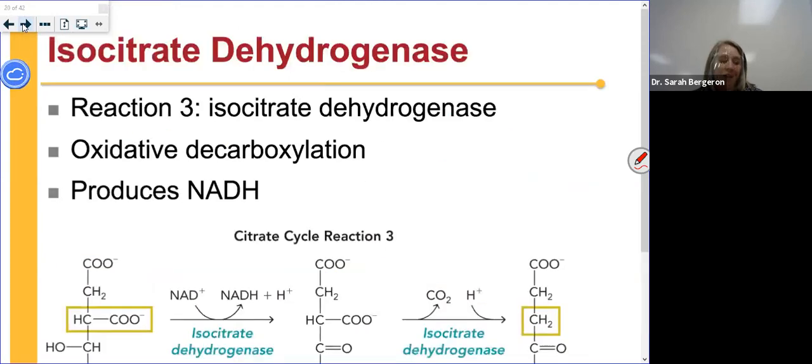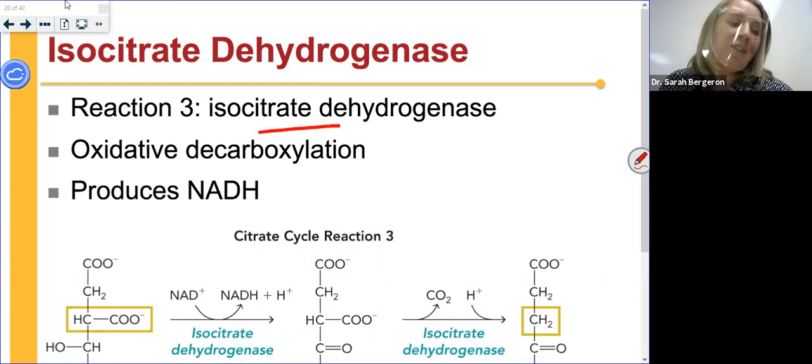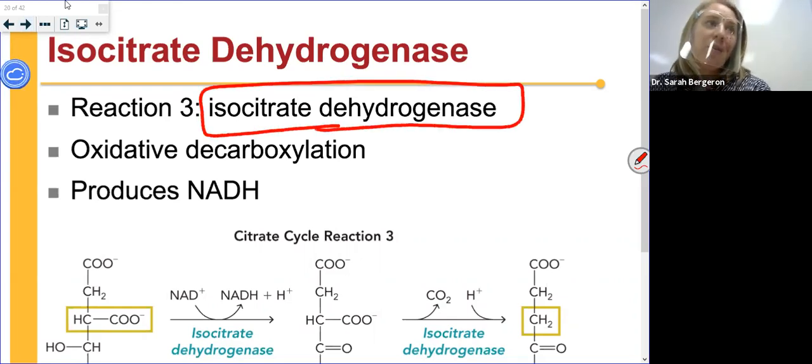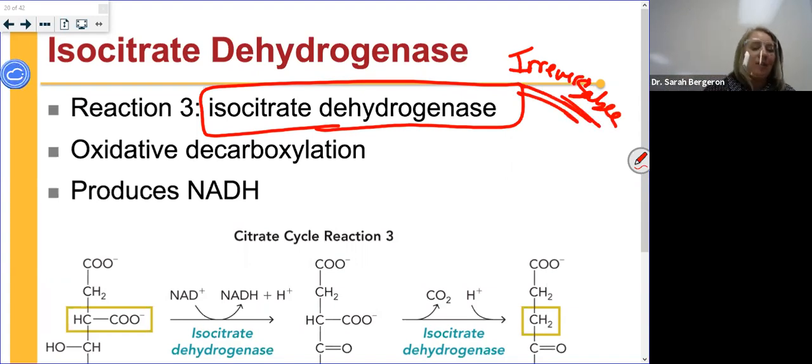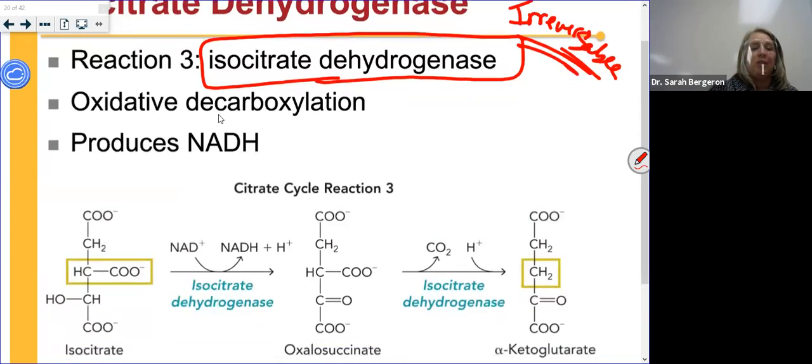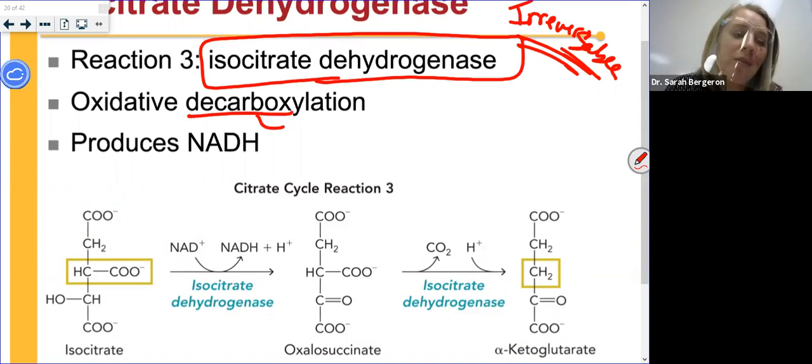Now that we have it rearranged, right? Now, isocitrate dehydrogenase, this is an important one. This is another one that was on your list that had a very high negative delta G. So what could you tell me about this one? It's irreversible. So this is oxidative decarboxylation. What does a decarboxylation mean? We're going to lose carbon.